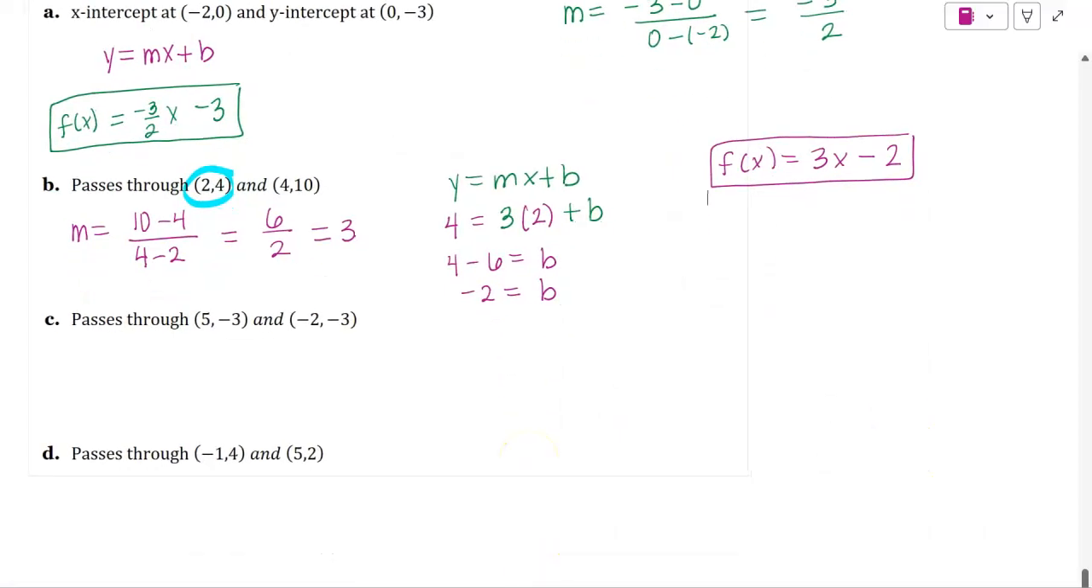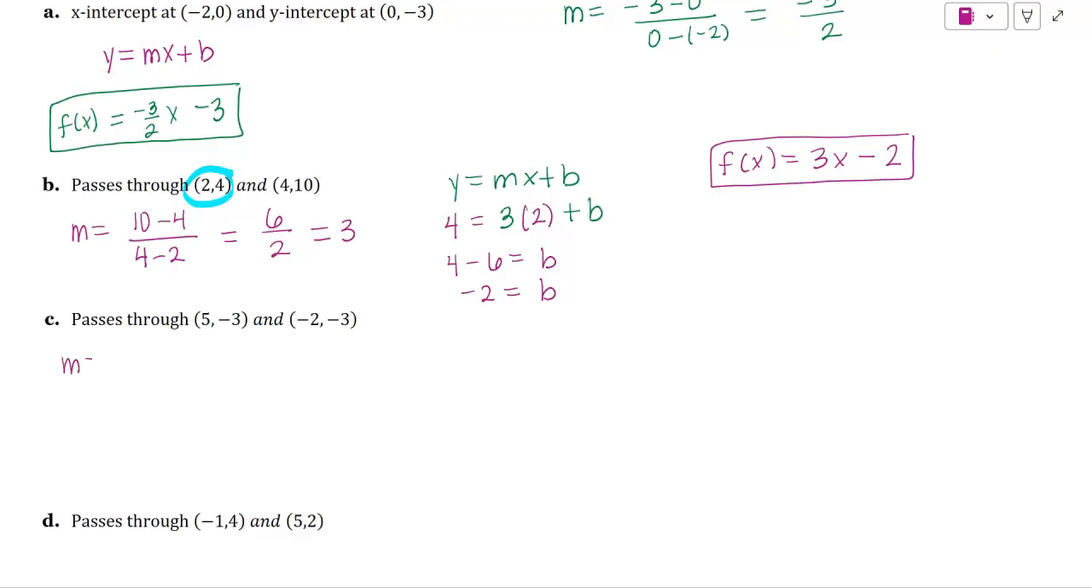For example C, we'll start again by calculating the slope. So m is -3 minus -3. Notice that both of our y-coordinates are the same here. And then we'll do -2 minus 5. This is going to be 0 over -7.